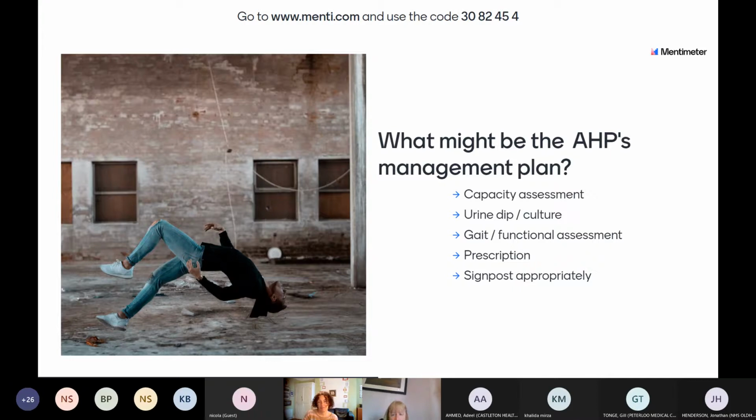Sorry, excuse me. Okay, so the point being that obviously this patient can be managed in the community. They don't have to come in by people other than the GP. Next slide, please.